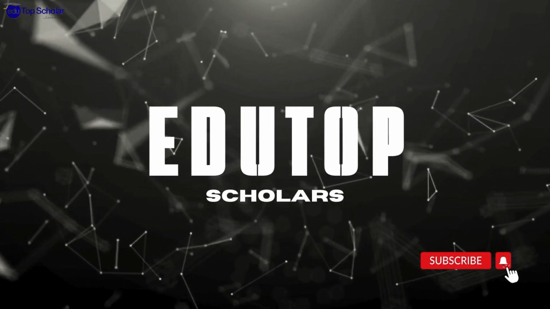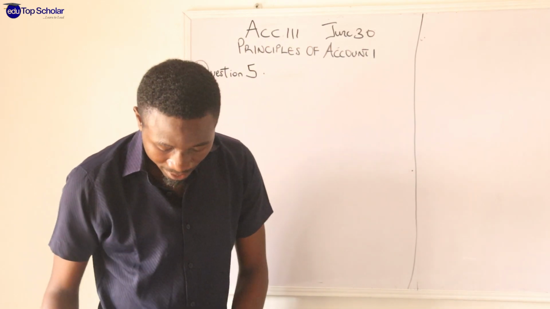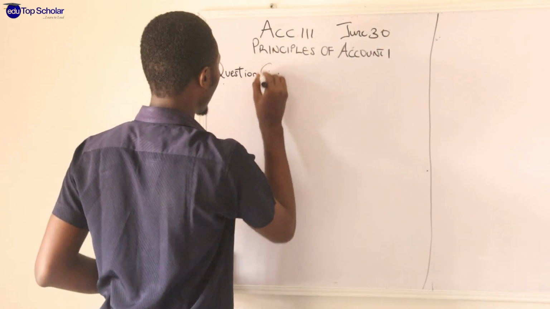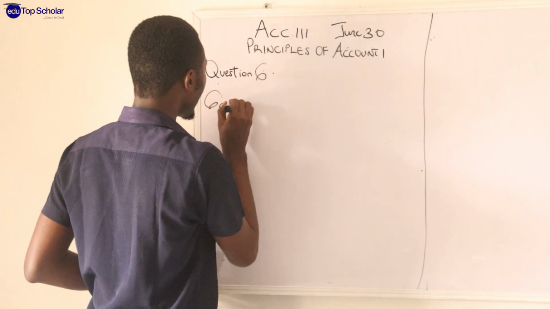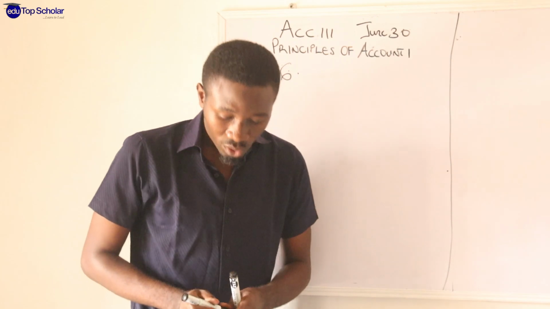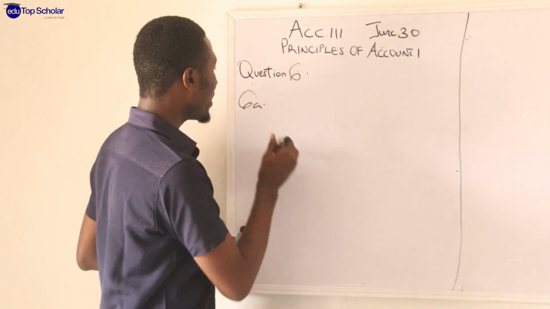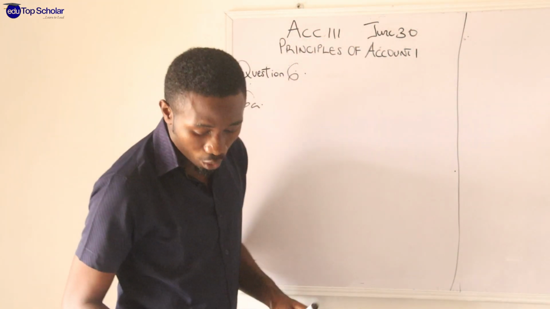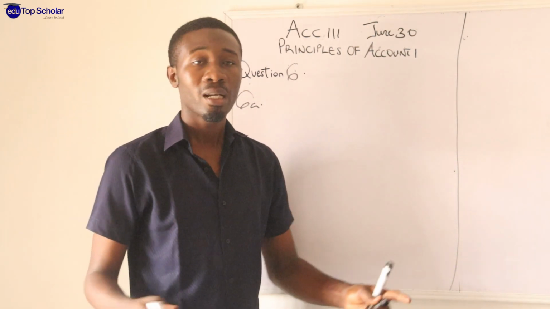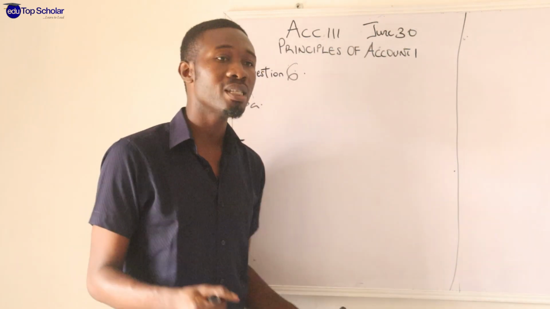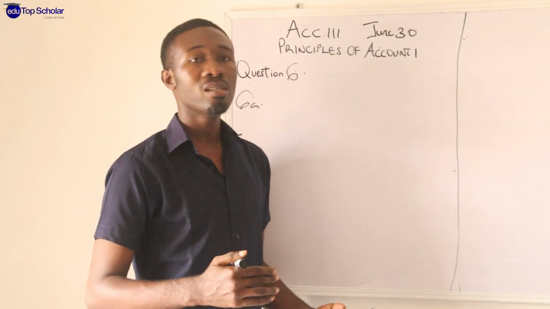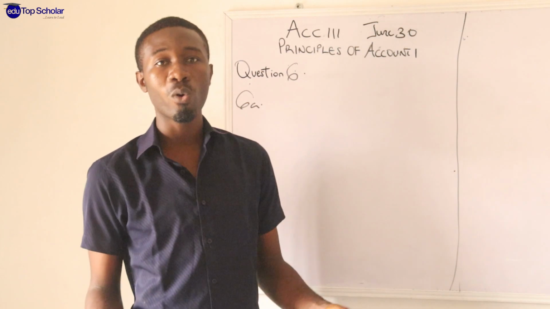Question 6 here says, define the term depreciation. That's 6A. So 6A says define depreciation. And to explain this is very simple. Depreciation simply means the loss in value or the gradual loss in value of an asset, not at once. So if you buy a motor vehicle, depreciation is saying in accounting that it is the gradual loss. So the car is not going to totally depreciate at once.